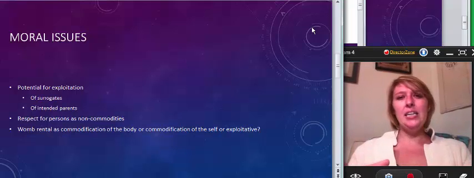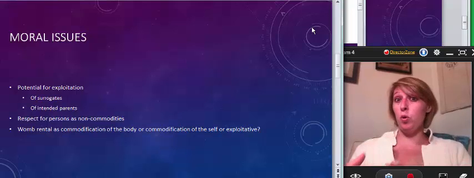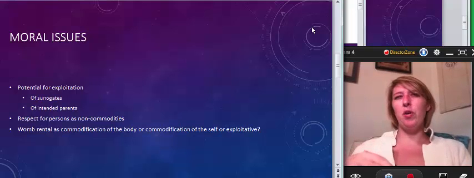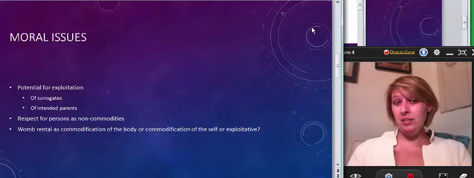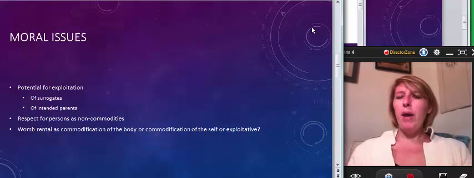Not arguing that it is, but this is one of the moral issues that we have to consider when we think about surrogacy. Is it buying the baby? Are you purchasing the person? Are you renting the womb? Are you paying the woman for her labor? Are you paying the woman for her time, for the hazards to her body? Those sorts of things. If we're paying a woman for her womb rental, is this commodification of her body? Is it commodification of herself?